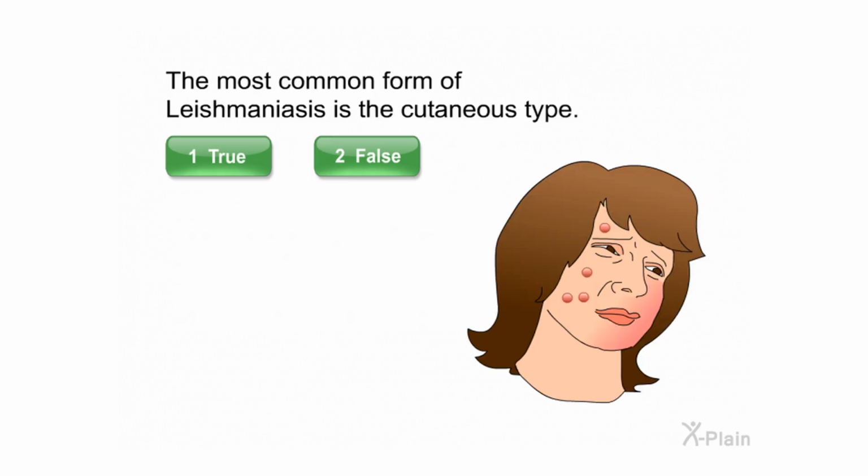The most common form of leishmaniasis is the cutaneous type. Select true or false. Correct.